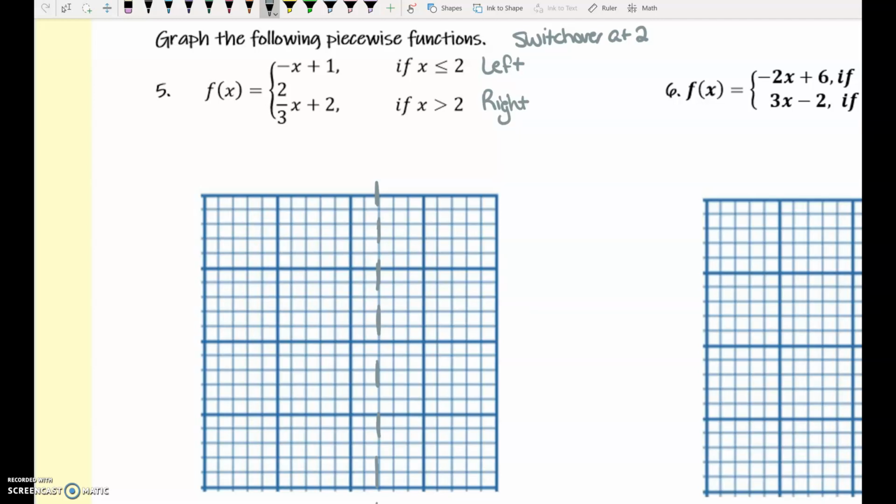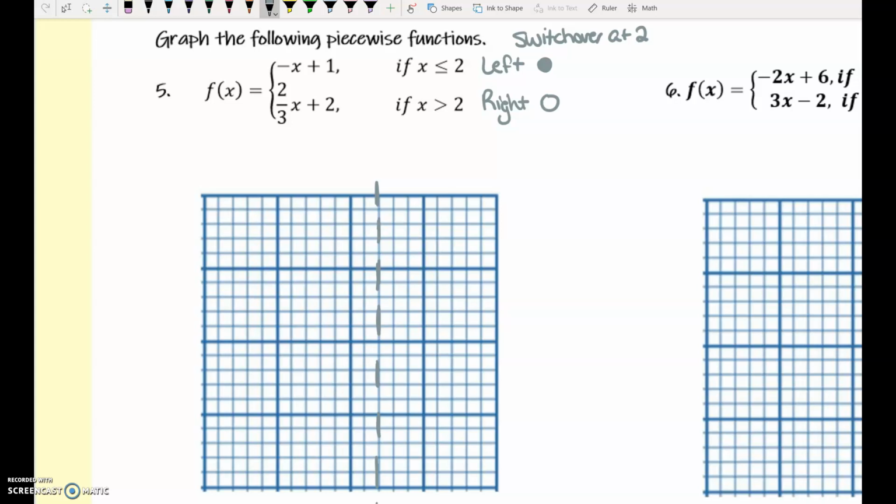And then this will make more sense once we actually get there. But which of those has the or equal to symbol? The top one has the or equal to symbol. So that one's going to have a solid dot on the line. This one will have an open dot on the line. Okay, so that's like my pre-work that I do. I draw in the switchover line and I think about which one's on the left, which one's on the right, and what kind of dot.